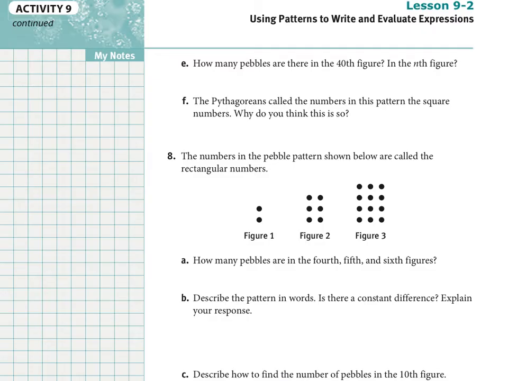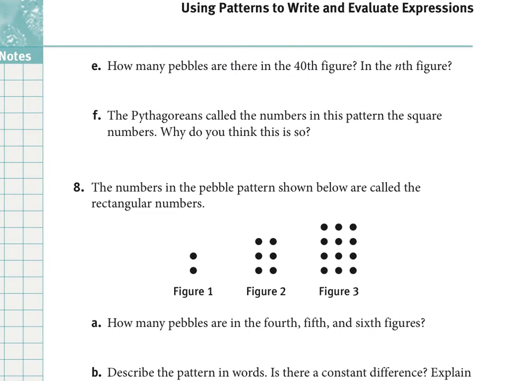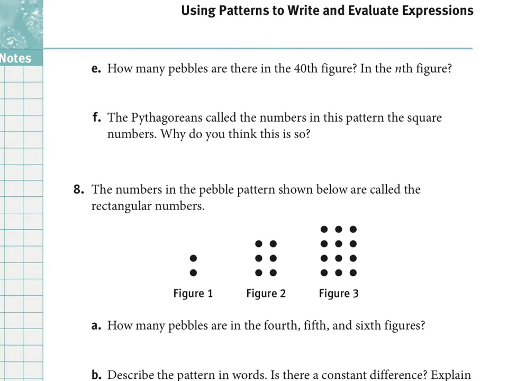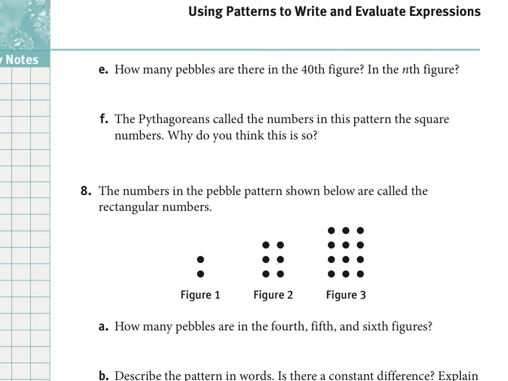All right, how many pebbles would there be in the 40th figure? Again, would you want to continue this pattern out and have to draw 40 figures? No, right? We know a pattern. We said that the number of dots is going to be that number times itself. So if I were to do 40 times itself, or 40 to the second power, 40 times 40 is going to be 1600.